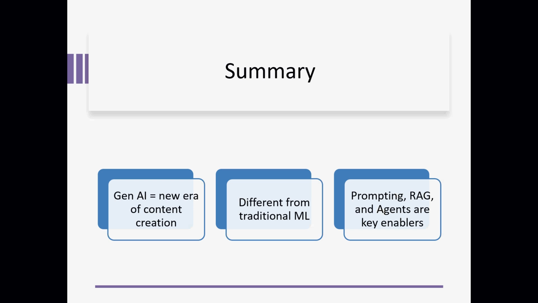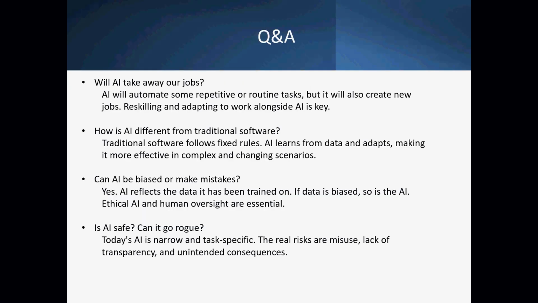Okay, so summary, I think we are almost 5 minutes over. So the summary is: generative AI equals a new era of content creation. It is different from traditional ML, which we already know now, and it has many enablers like prompting, RAG, and agents. These are the key enablers for generative AI. And these are the common questions which I have already put. And if you have more questions, we can discuss them.